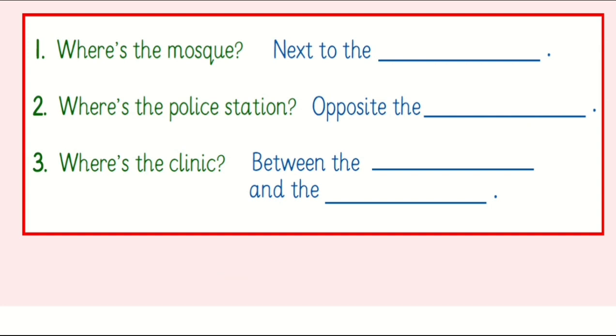Now, number one. Where is the mosque? Next to the shop. Very good. Next to the shop. Number two. Where is the police station? Opposite the souk. Very good. Opposite the souk.